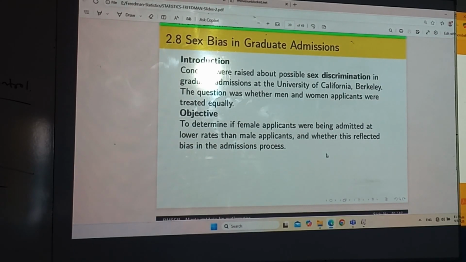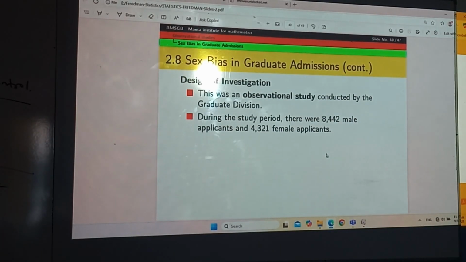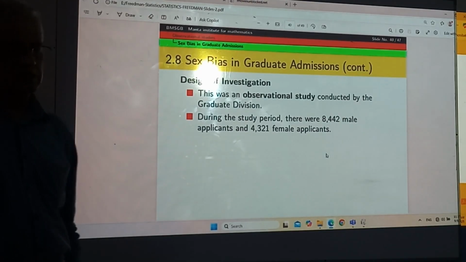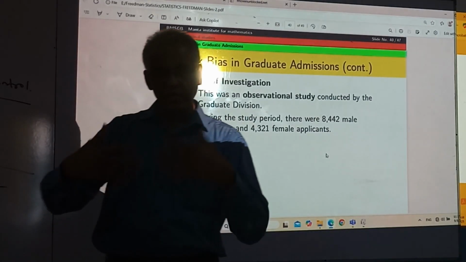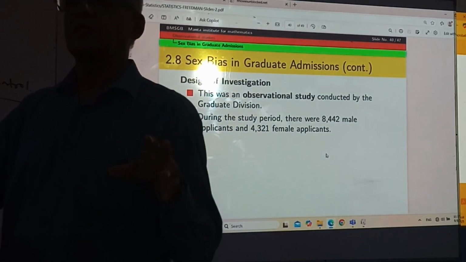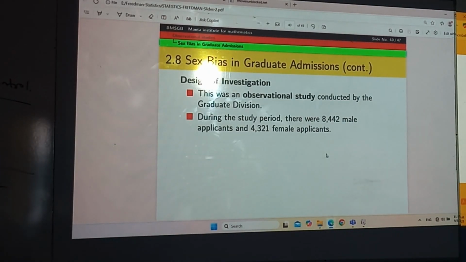So they wanted to determine if female applicants were being admitted at lower rates than male applicants, and whether this reflected any bias in the admission process. They wanted to find that out. So this was again an observational study. This was not an experimental study. The people came to different departments, so interviews were done in different departments separately. So students were selected by the different departments, and they were all together.